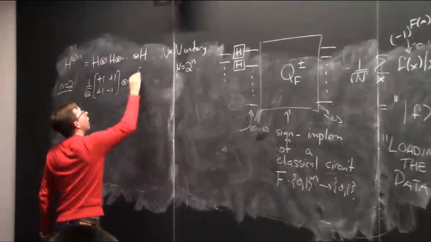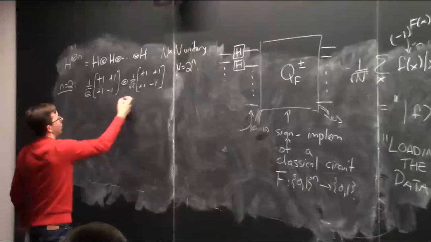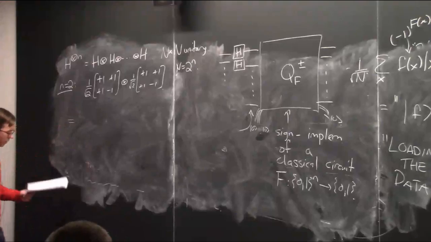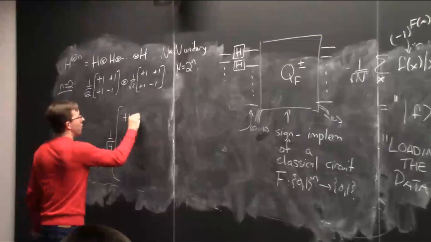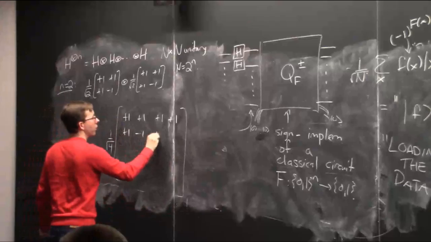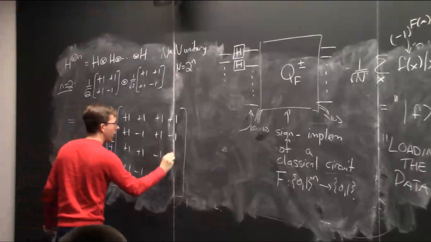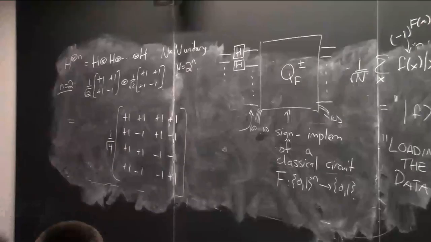Okay, this is the n equals 1 example, but now I'm going to tensor product two of them together. If you remember how this Kronecker product works, you'll quickly come to this computation, but otherwise, just take it for granted. I'll write it down. Plus 1, plus 1, plus 1, plus 1, plus 1, minus 1, plus 1, minus 1, plus 1, plus 1, minus 1, minus 1, plus 1, minus 1, minus 1, plus 1. That's the 4x4 case, the little n equals 2 case.